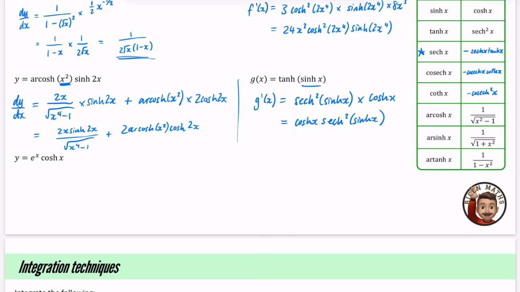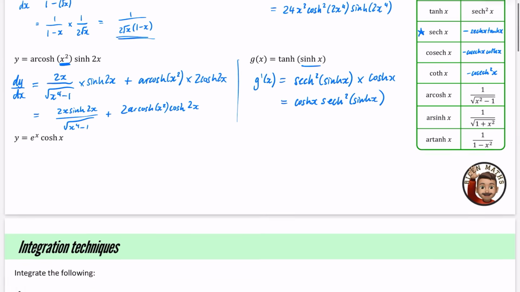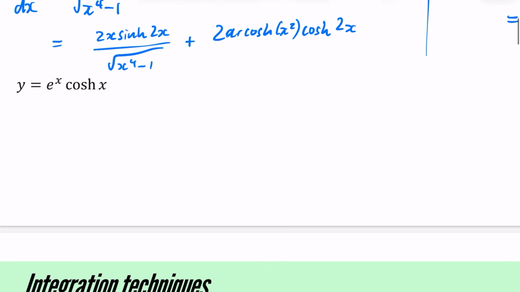And then this one, I've left some space because we might try it in two different ways. One of the ways will just be using the product rule. So if I differentiate this, I will differentiate the first part and keep the second part, and then I will keep the first part and differentiate the second part, and cosh will just go to sinh. So we have e^x cosh x plus e^x sinh x.